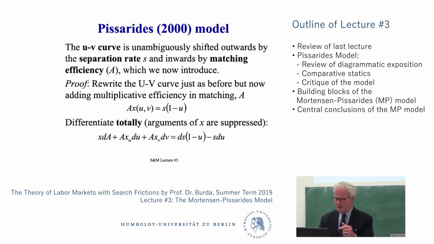So again, I did this first just to make it easy. And I have a diagram I'm going to show you in a second, which just shows you the direction of those shifts. So if S goes up, the matching efficiency is the same, but there's more to match because there's more inflows into unemployment. So the UV curve is going to lie up above and to the right. And if A rises, then the matching efficiency has increased and the UV curve shifts down or inwards. So that's the comparative statics trick that we'll do.